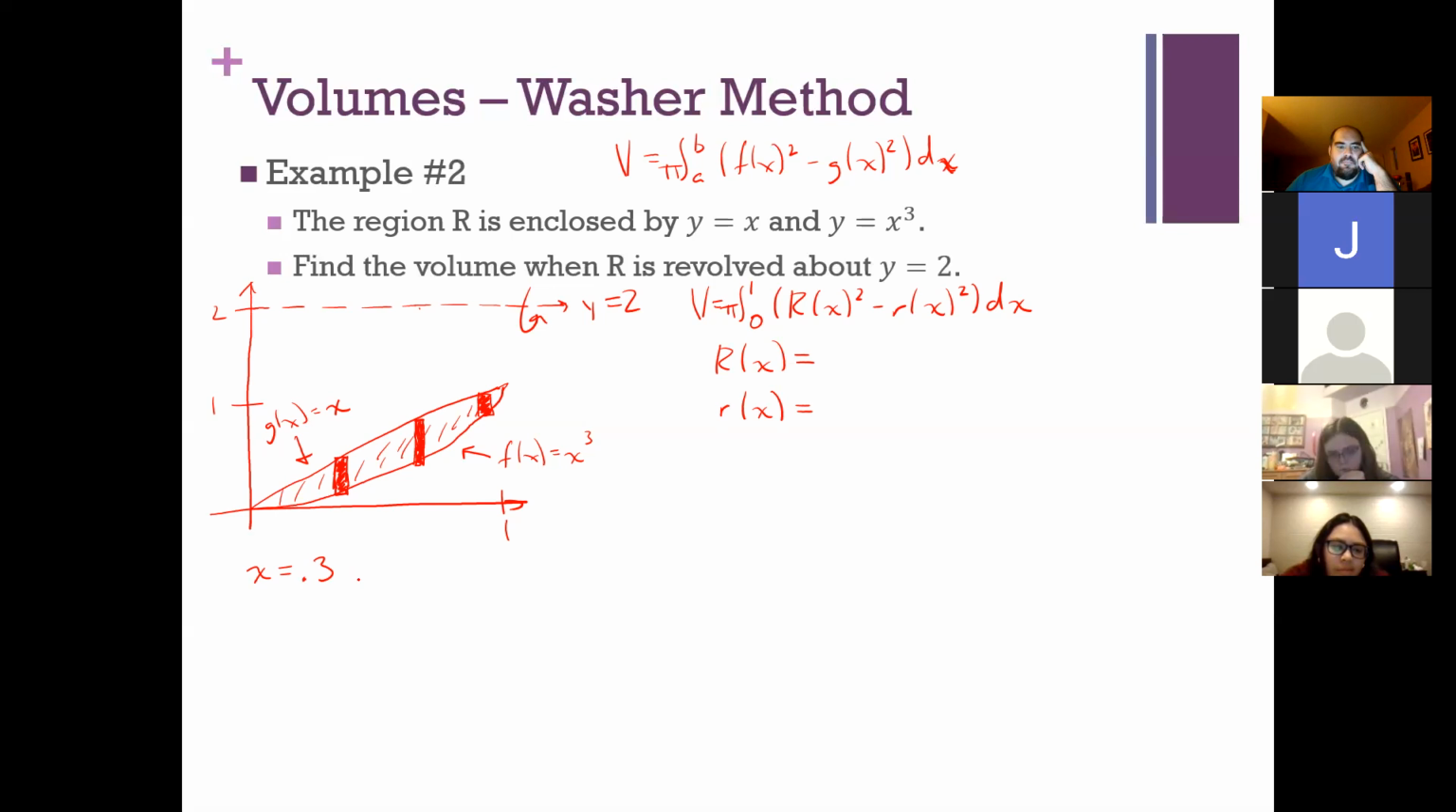Would you plug 0.3 into f of x? Okay, let's start there. So we have f of x is going to be equal to 0.3 cubed. That'll be equal to 0.27. No, .027, I believe. Okay. And then would you subtract 2 from it? I think you mean subtract that from 2. Yeah, that's what I meant.